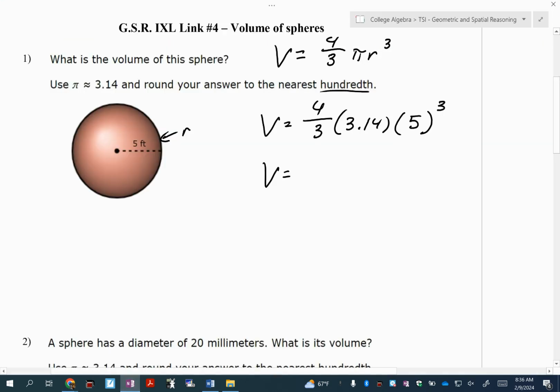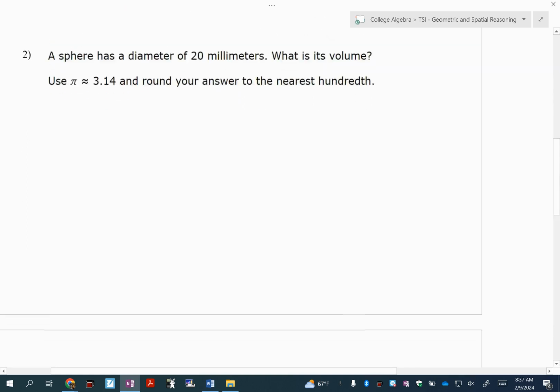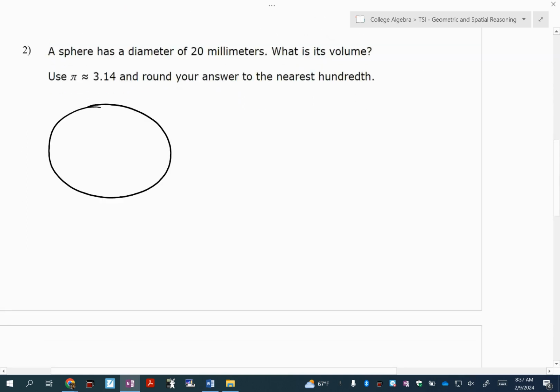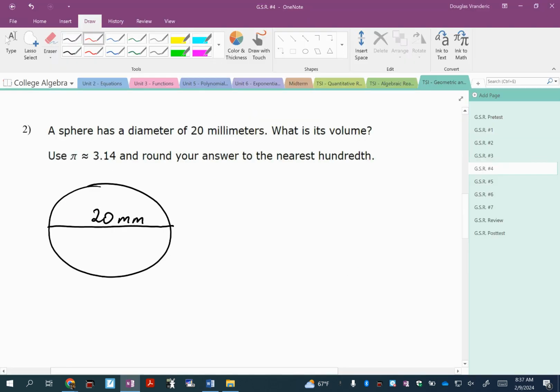And it does say to round to the nearest hundredth. So 523.3 repeating is going to be 523.33. My units will be cubic feet. So cubic feet there. Okay, let's do another one. Again, this one is giving you the diameter of 20 millimeters. So I'm going to find the radius, which is going to be half of that, or 10 millimeters.